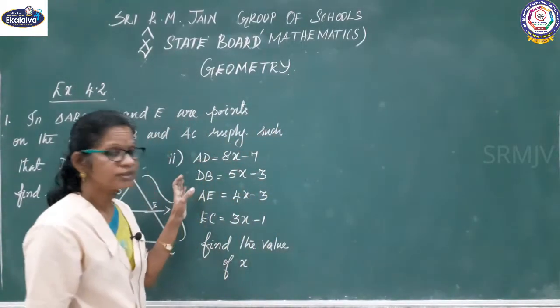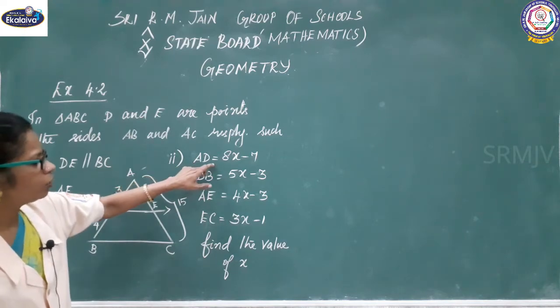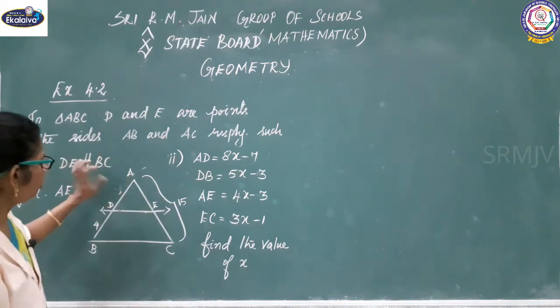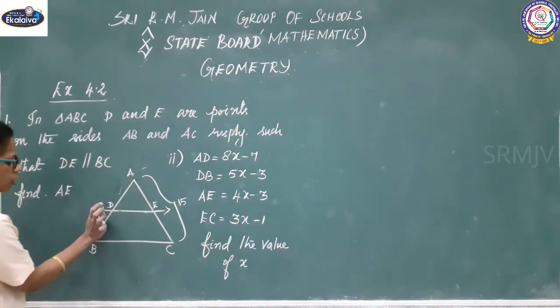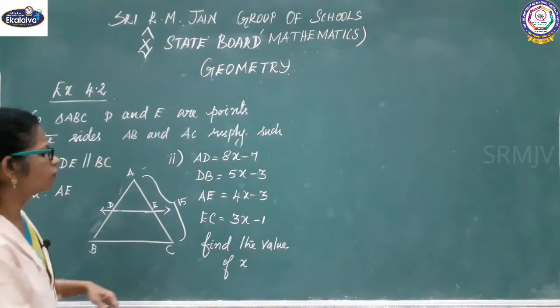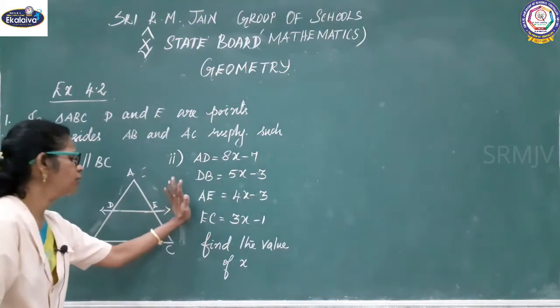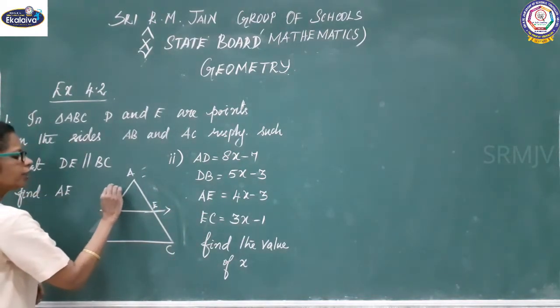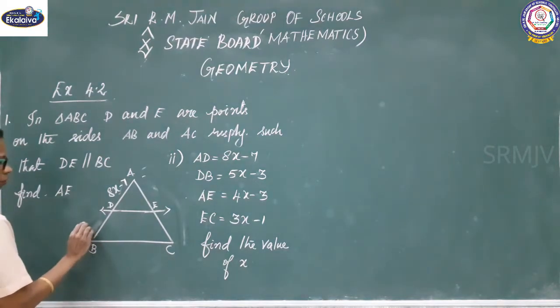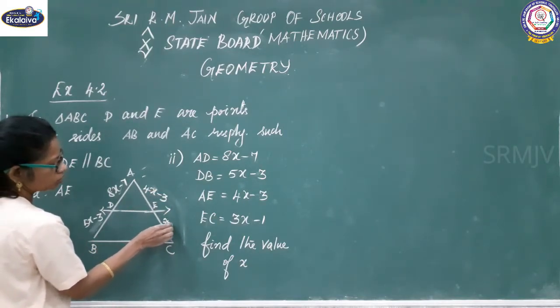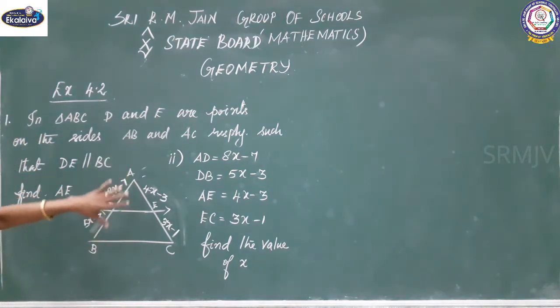Question number 1, second subdivision, right? AD equal to 8x minus 7, DB equal to 5x minus 3, AE equal to 4x minus 3, EC equal to 3x minus 1. Now I am going to write that. 8x minus 7, same diagram, 5x minus 3, 4x minus 3, 3x minus 1, right. Here also the same, DE parallel to BC.